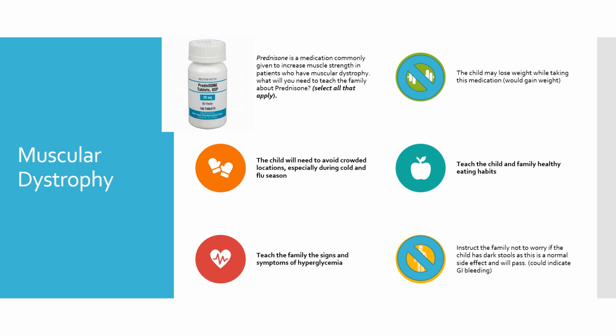Teach the family the signs and symptoms of hyperglycemia. Yes, because definitely with hyperglycemia with steroids, we need to teach them the signs and symptoms, and we might even have to start taking blood sugars. The child may lose weight while taking this medication. No, they're not going to lose weight. They're going to likely gain weight. Teach the child and family healthy eating habits. Yes, because steroids tend to increase the appetite and will even cause the patient to crave sweets. So we need to talk about healthy eating habits.